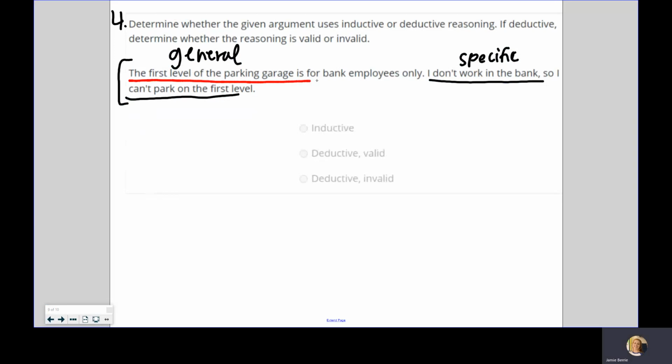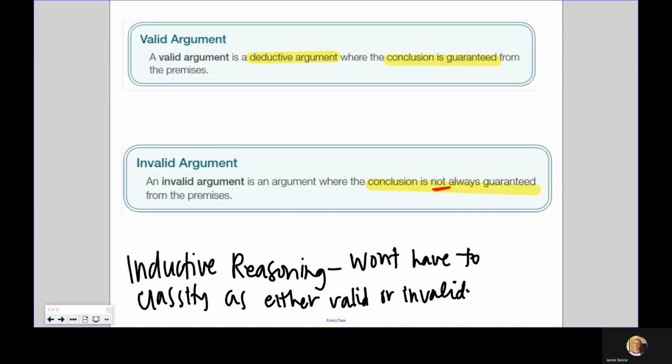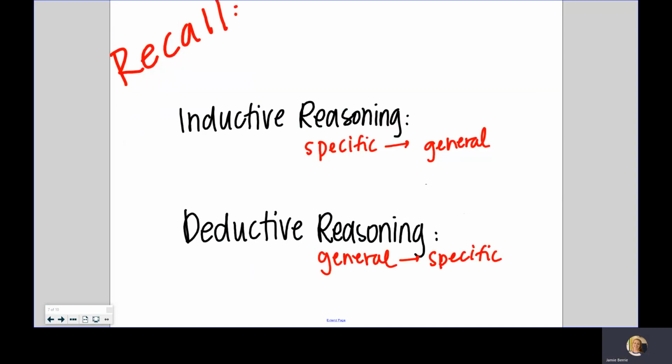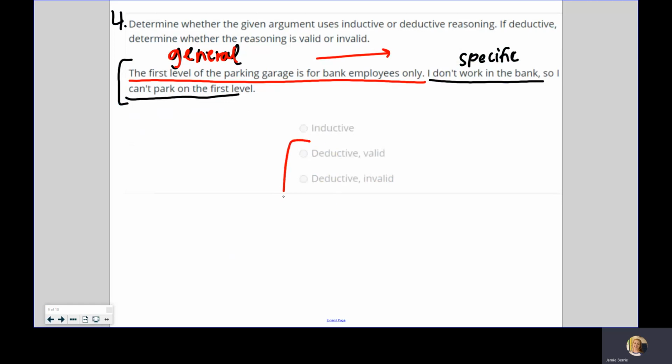The first level of the parking garage is for bank employees only. That's a general statement. So if we're going from general to specific, that's deductive, all right? So we know it's going to be one of the bottom two down here. Now we have to determine if it's valid or invalid. Remember, valid means the conclusion is always guaranteed. Invalid means the conclusion is not always guaranteed.